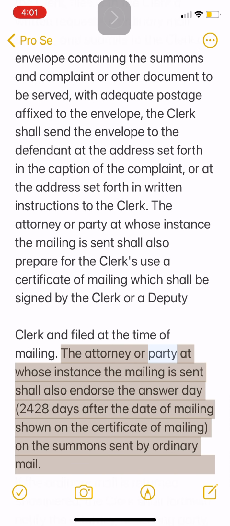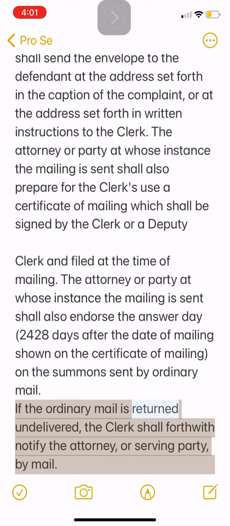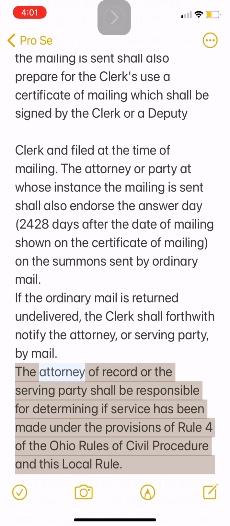The attorney or party at whose instance the mailing is sent shall also endorse the answer day, 28 days after the date of mailing shown on the certificate of mailing, on the summons sent by ordinary mail. If the ordinary mail is returned undelivered, the clerk shall forthwith notify the attorney, or serving party, by mail. The attorney of record or the serving party shall be responsible for determining if service has been made under the provisions of Rule 4 of the Ohio Rules of Civil Procedure and this local rule.